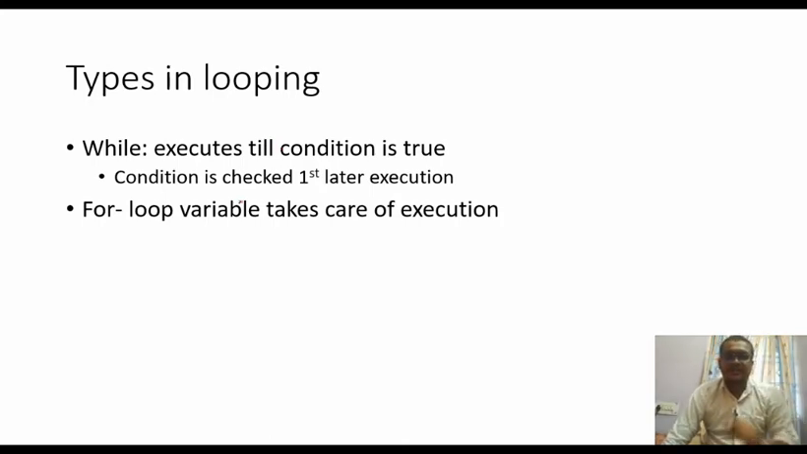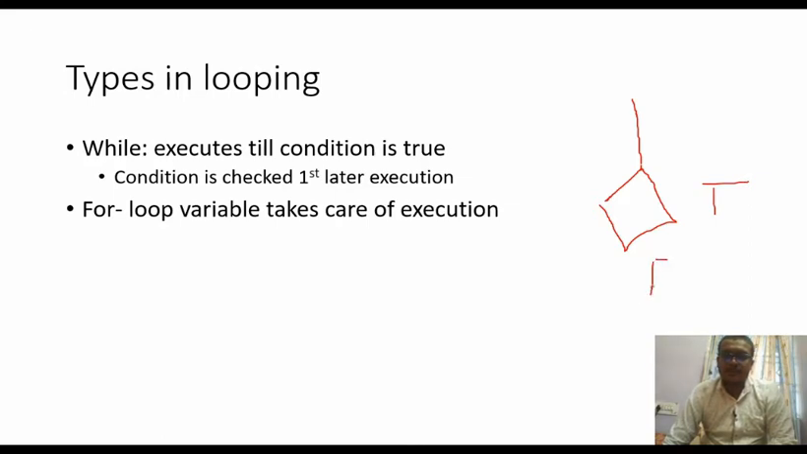So the condition is checked first, later execution is going to happen. Whereas in a for loop, loop execution is going to be taken care of by a loop variable, that is, an iteration variable. This syntax we will see in the later part. Now we are starting with the while loop. The condition in the while loop is like, you will be checking whether the condition is true or false.